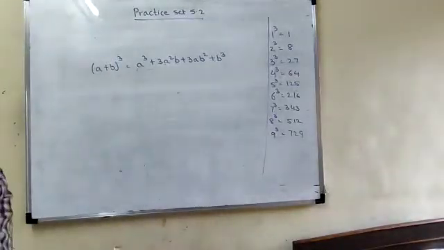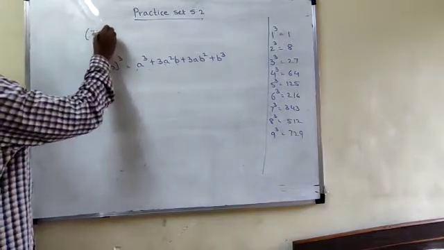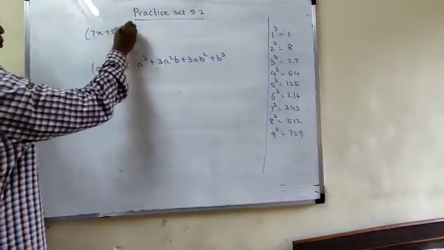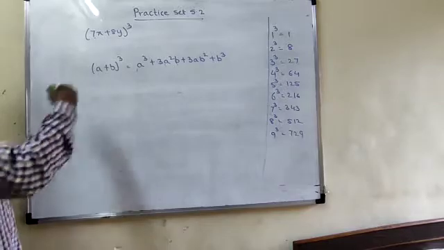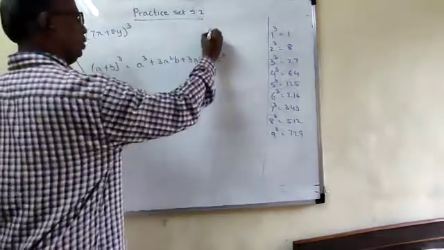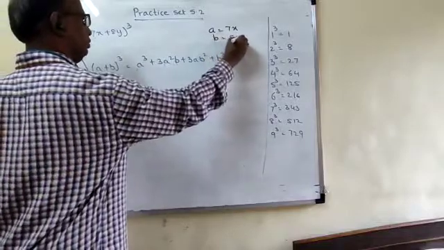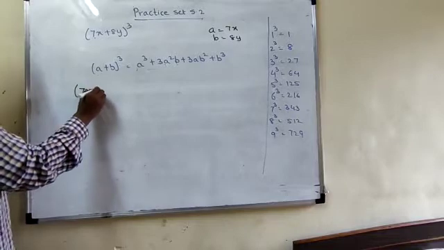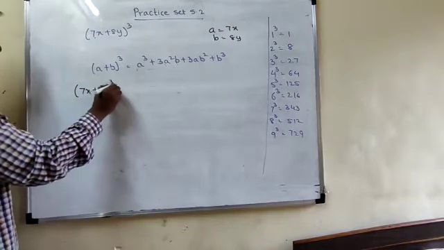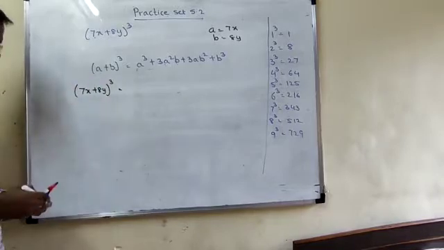The next question is 7x plus 8y the whole cube. Now what is your a? When you compare this one, a is 7x, b is 8y. So I'm writing once again the question: 7x plus 8y the whole cube. What is a? 7x. b is 8y.